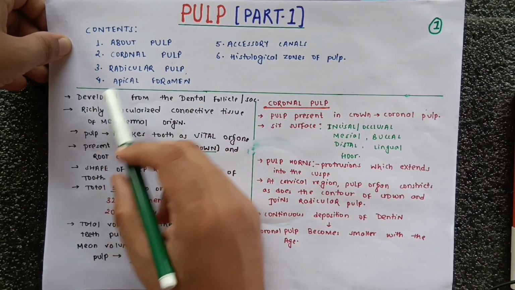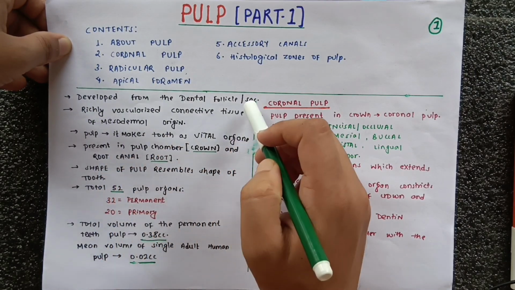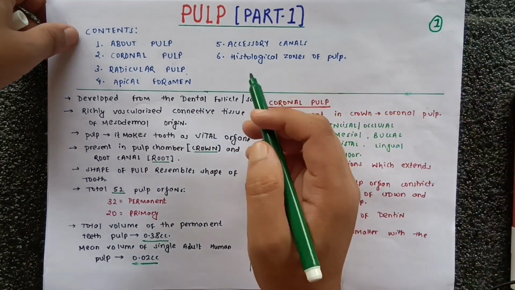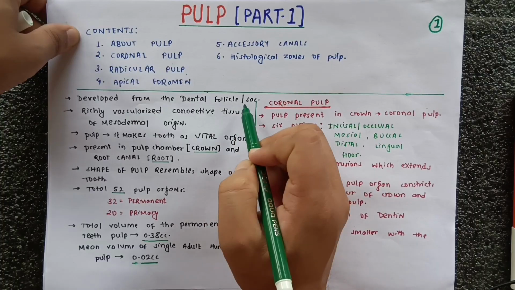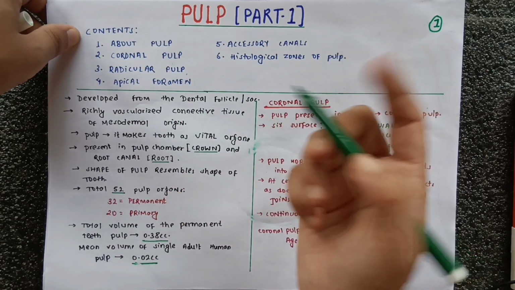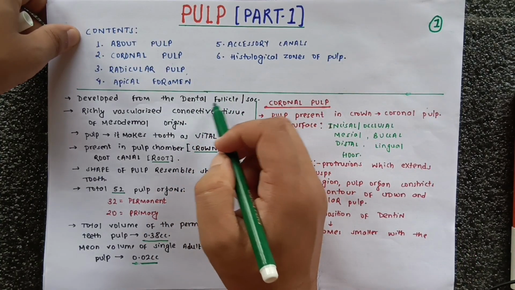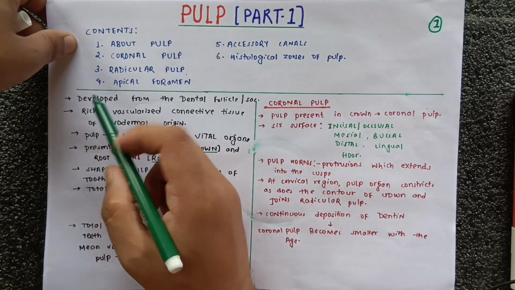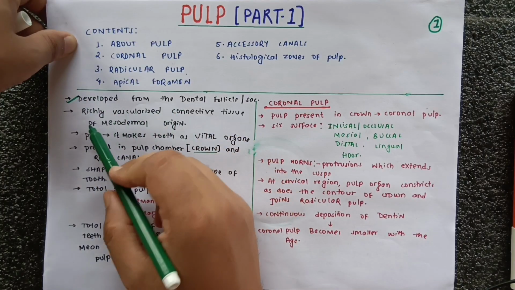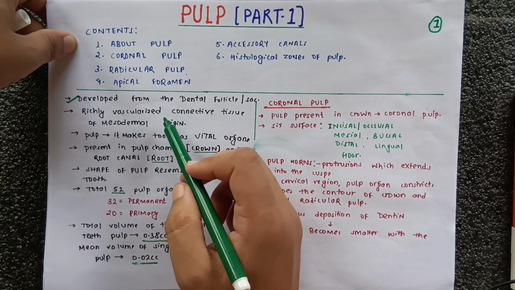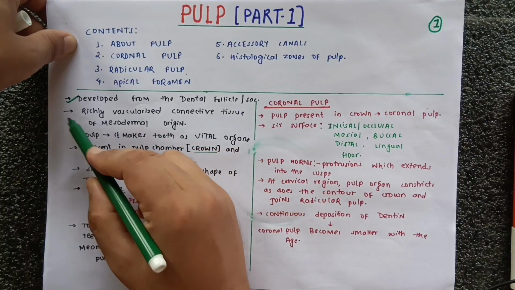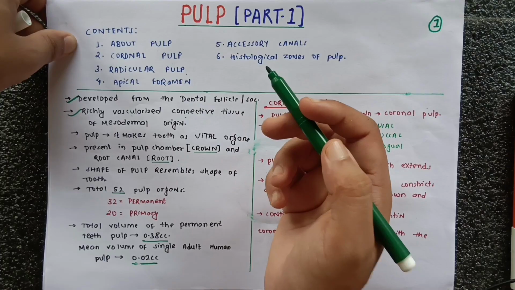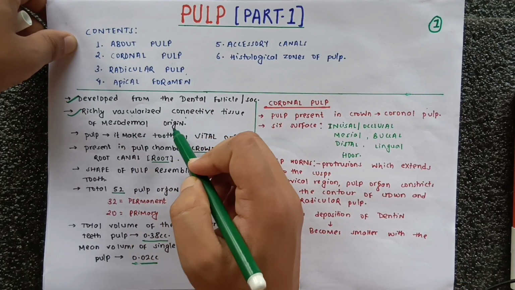As I have written here, the pulp is developed from the dental follicle or the dental sac. As I discussed in the previous video on the development of the tooth, there I explained what the dental follicle and the dental sac are. So once you watch that video, you will be clear on this concept. After that, it is richly vascularized connective tissue of mesodermal origin. It contains the blood vessels and the nerves.